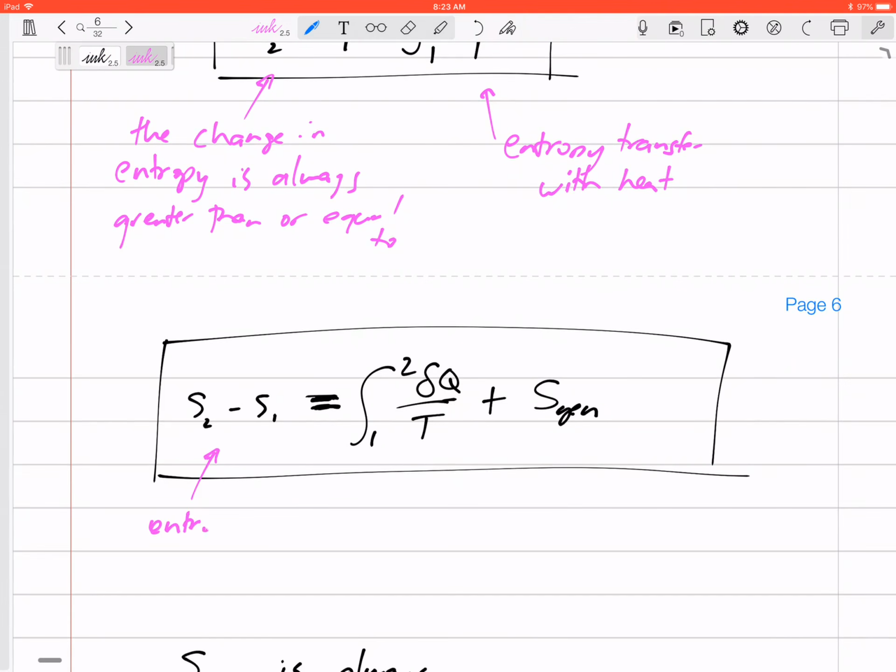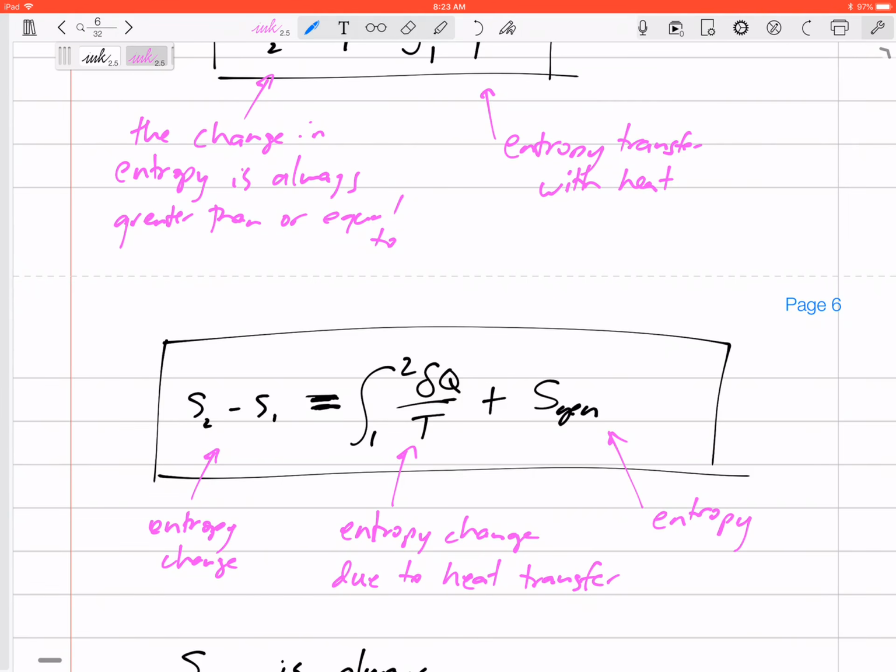Let's write this in words. The entropy change is equal to the entropy change due to heat transfer plus we'll call this S-gen, we'll call this entropy generation, entropy creation, the entropy created, or entropy generation, and this is due to irreversibilities.